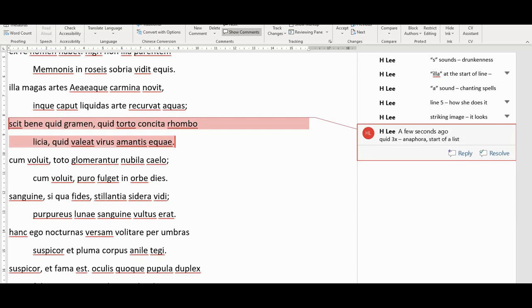Okay, and that repetition really works. They all depend on valeat as well. So all three things depend on one word, which actually makes the word very powerful. And funnily enough, the word valeat means the power something has.